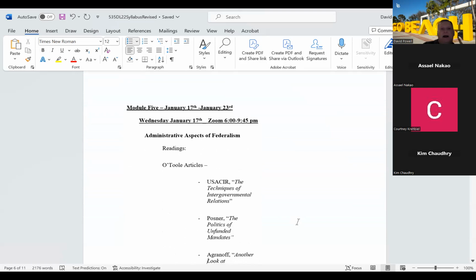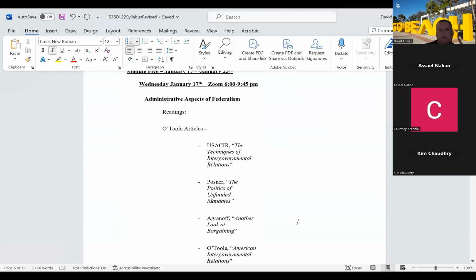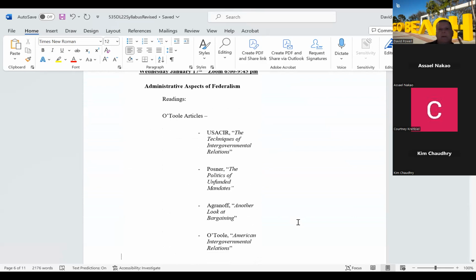Then module 5, administrative aspects of federalism. Again, an ACIR article, Techniques of Intergovernmental Relations, looks at different types of mandates, their advantages, their disadvantages. Article by Paul Posner, The Politics of Unfunded Mandates, talks about why we have unfunded and partially funded mandates and their impacts.